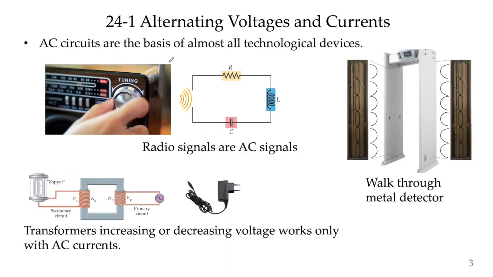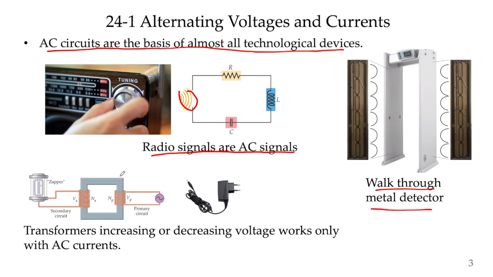Now, what are the uses of AC currents? Well, AC circuits are the basis of almost all technological devices. For example, if you think about a radio, the radio signals are AC signals. They're alternating electromagnetic waves, and to catch them, you need RLC circuits that we're going to learn in this lecture. Also walk-through metal detectors that we see almost everywhere, they also work on the principles of AC currents.